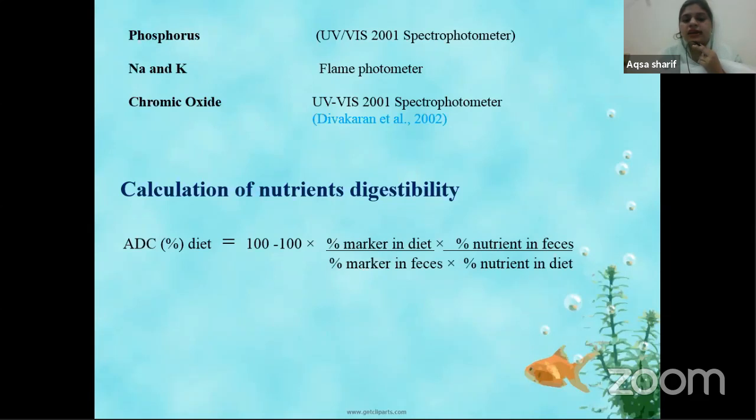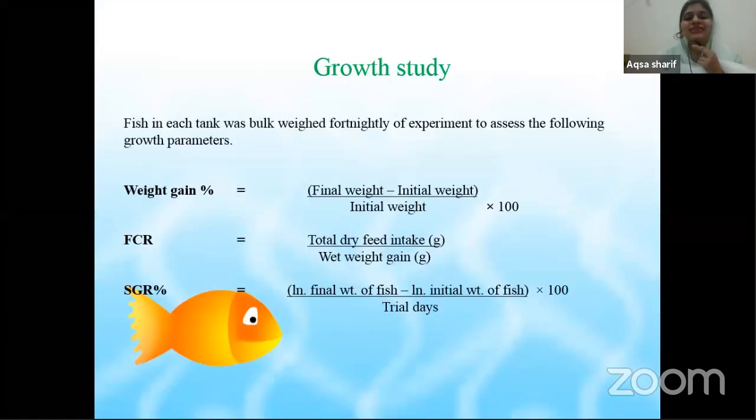And in the same way, I calculated the apparent digestibility coefficient by using the formula that's on the screen. Then I determined the growth of the fingerlings of Cirrhinus mrigala, their weight gain percentage, their feed conversion ratio, and their specific growth rate by manipulating the data in the following formulas.